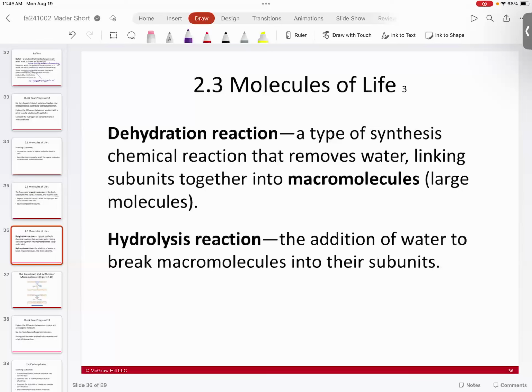And so ultimately we have two processes at play. A dehydration reaction is a synthesis reaction that removes water, hence the term dehydration, and it links the subunits together. So you have monomer, that means one thing, which will link these subunits together into macromolecules called polymers. It's going to use a dehydration reaction to do that. Now, to break down the polymers into monomers, you use hydrolysis.